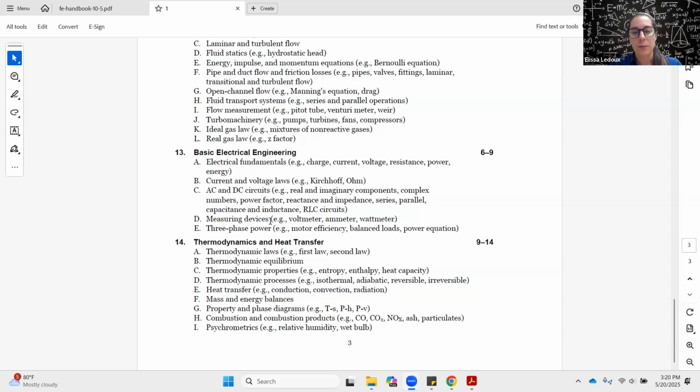And then different types of measuring devices. So obviously a voltmeter measures volts, an ammeter measures amps, and a wattmeter measures watts. So those are kind of self-explanatory. Three-phase power, so you'll need to know RMS values and power equations. And some load balancing. So let's look at the handbook.